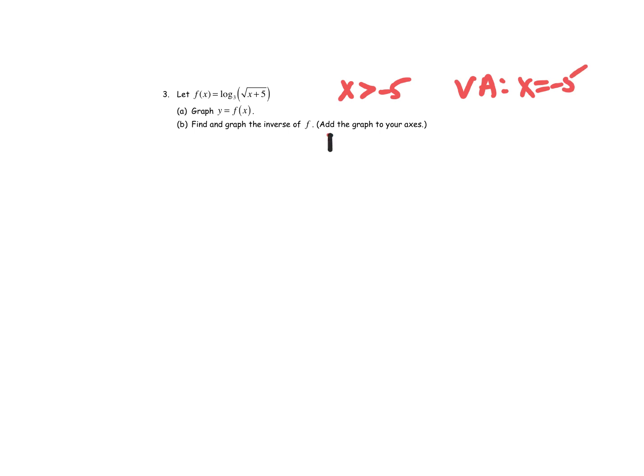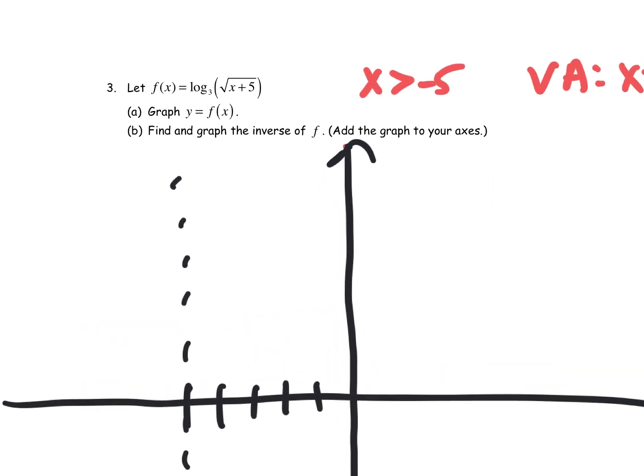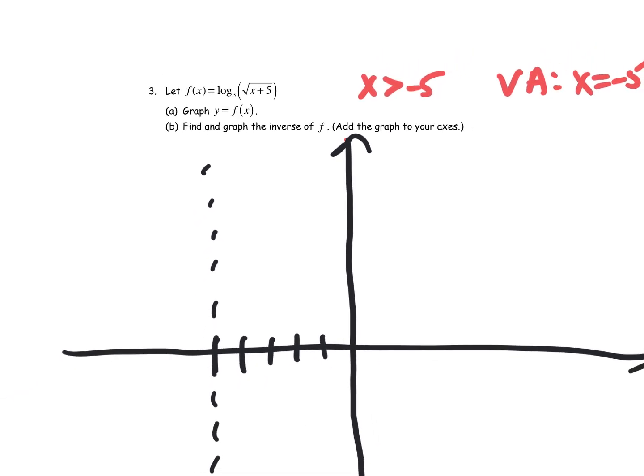Okay, so putting in 1, 2, 3, 4, 5. Here's my vertical asymptote. And let's do some nice points, or try to do some nice points. The base here is 3. So if I plug in -4. Oh, by the way, the range will still be all reals because I'm going to be doing the log of all positives, so I'm still going to get all reals.